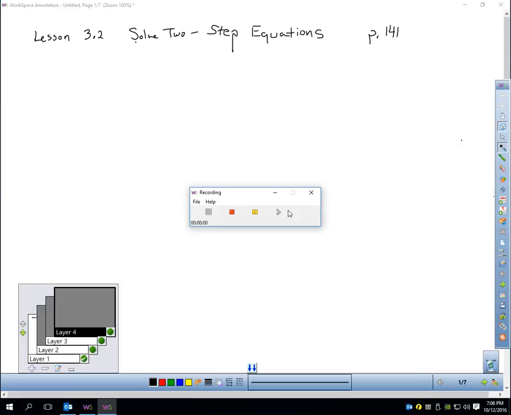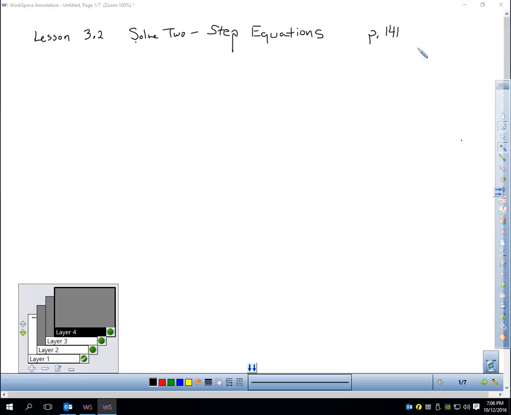This is lesson 3.2, solve two-step equations. You should be on page 141. You'll notice I don't have a picture of the book today, and the reason I don't have a picture for the book on this video, there isn't any vocabulary. The best way I can teach you how to solve two-step equations is just to show you examples.